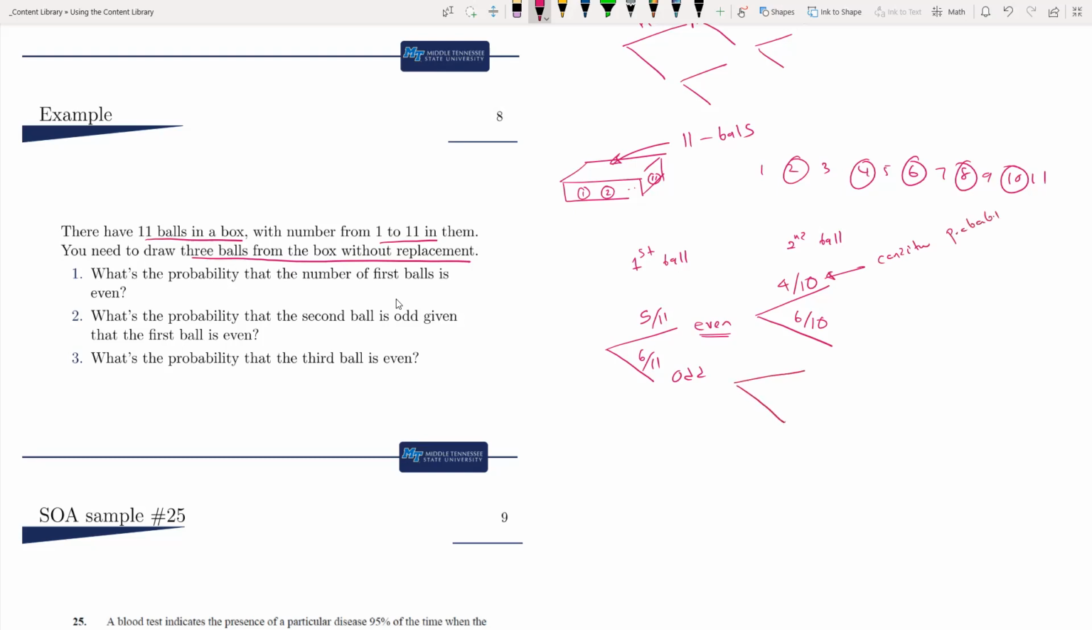The same way here, you can see that if you take one odd, then you still have all the even. So it's 5 out of 10, and this would be 5 out of 10. Okay, because you already took one odd here, so the remaining odd number of balls are 5.